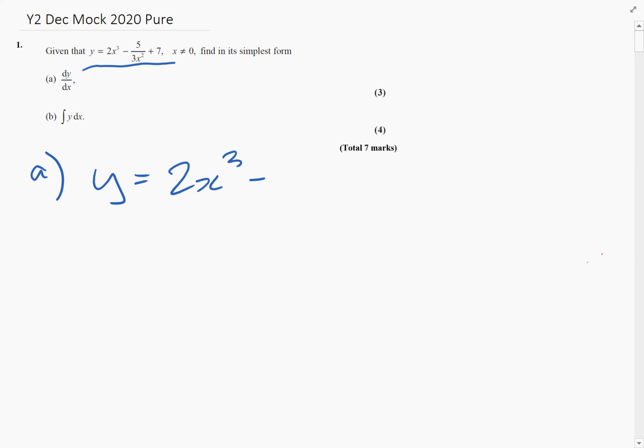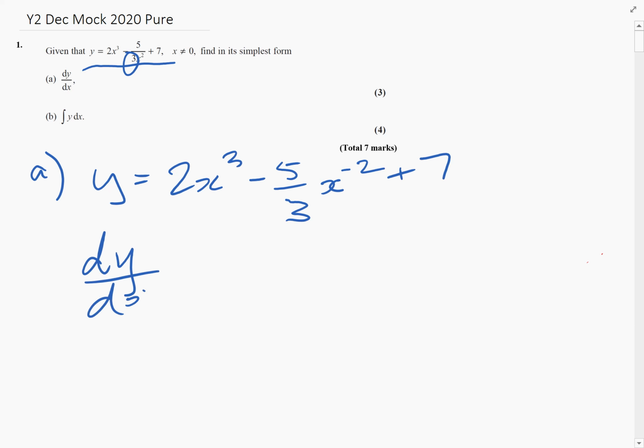Now it's really important, when I was marking these, lots of people move that 3. That 3 doesn't move anywhere. I would write this as 5 over 3. The x you can move to the top and make it minus 2. But whatever you do, don't bring that 3 up to the top. Okay, so I would write it like this, and then I would differentiate.